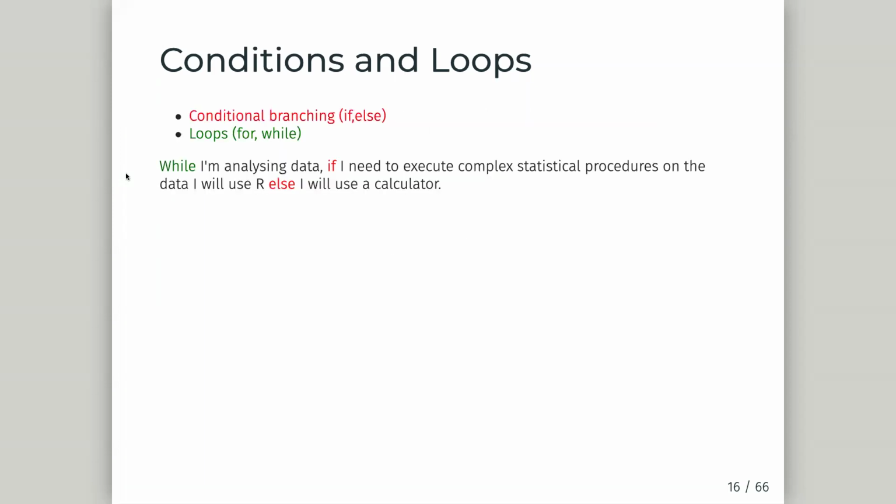So these two things we're going to do are conditional branching, which is typically if or else clauses, and loops. Probably the most common loop we'll use is a for loop, but there are while loops as well. So while I'm analyzing data, if I need to execute complex statistical procedures, if that's true, I'm going to use R, else if that's false, I will use a calculator.